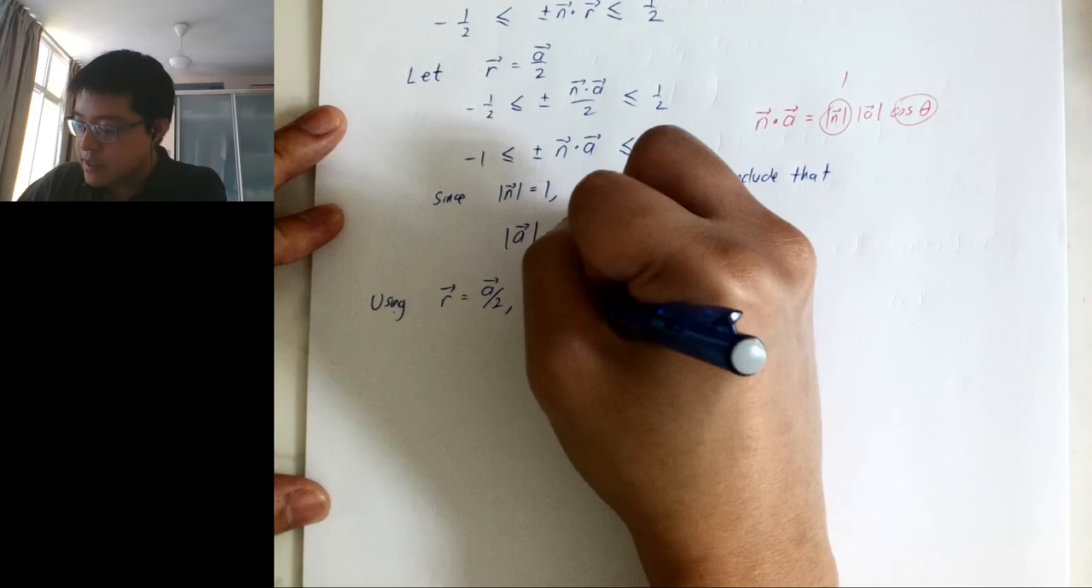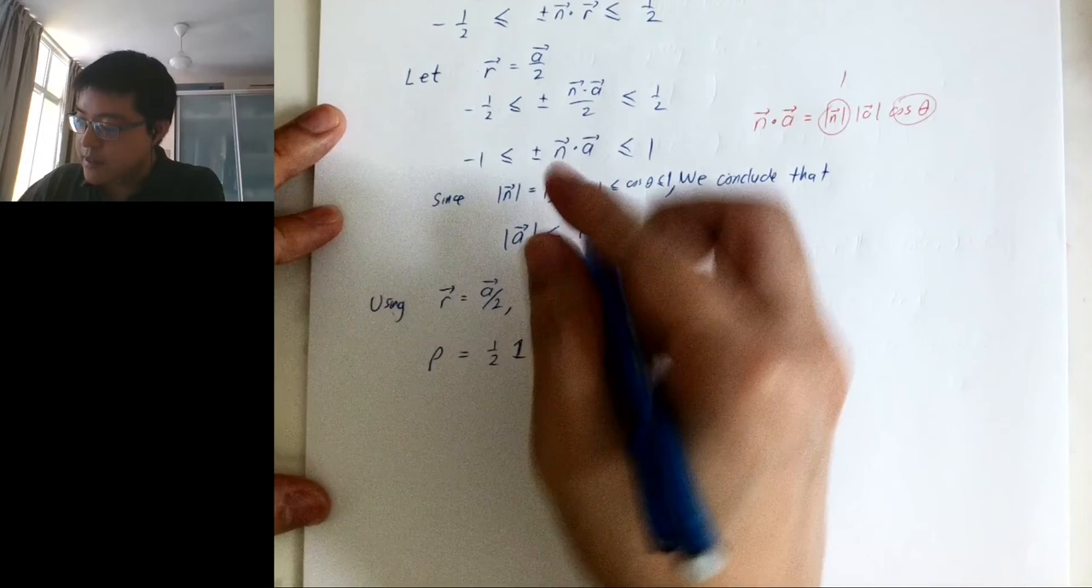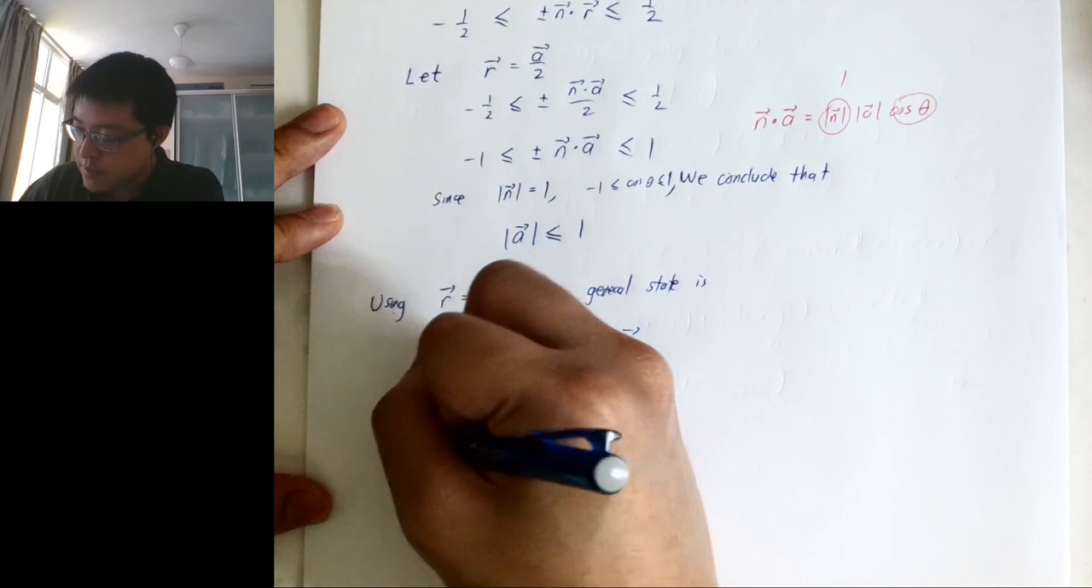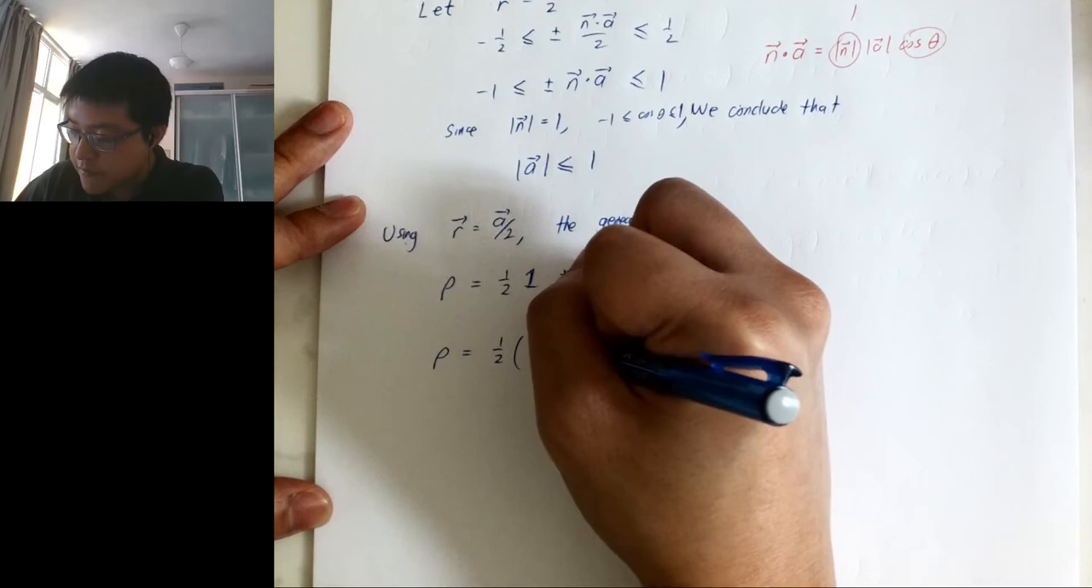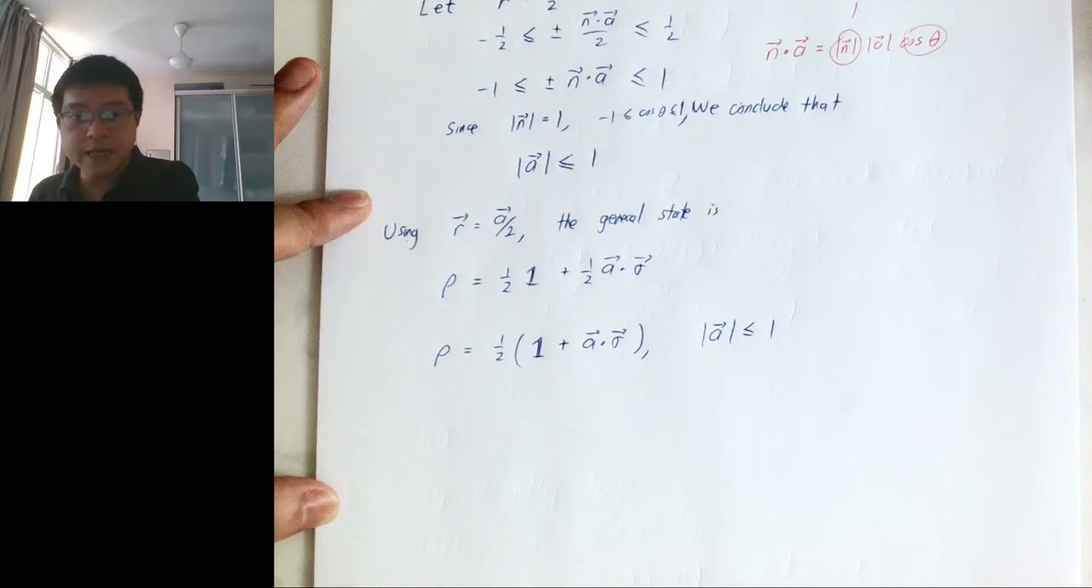The general state is rho equals half identity, and then R is A over 2, so I got half A dot sigma. Alright, so in other words, my density matrix is the general form, the most general form, but we constrain it as much as possible. It is given by this, and this is a vector whose length must be less than or equal to 1. Okay.